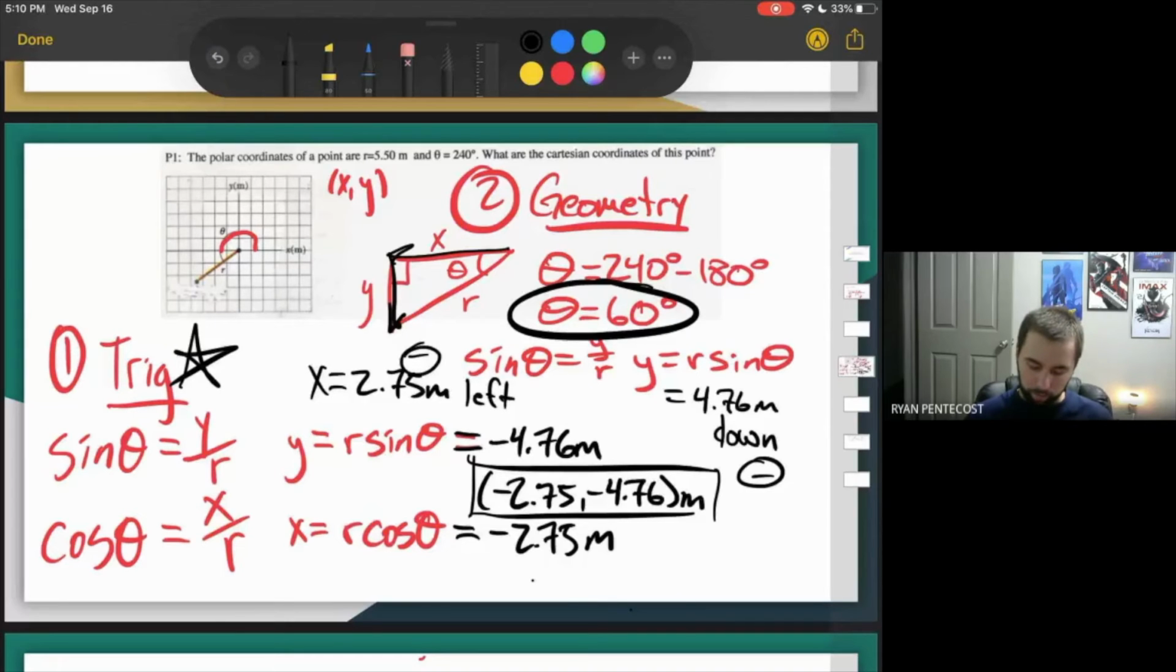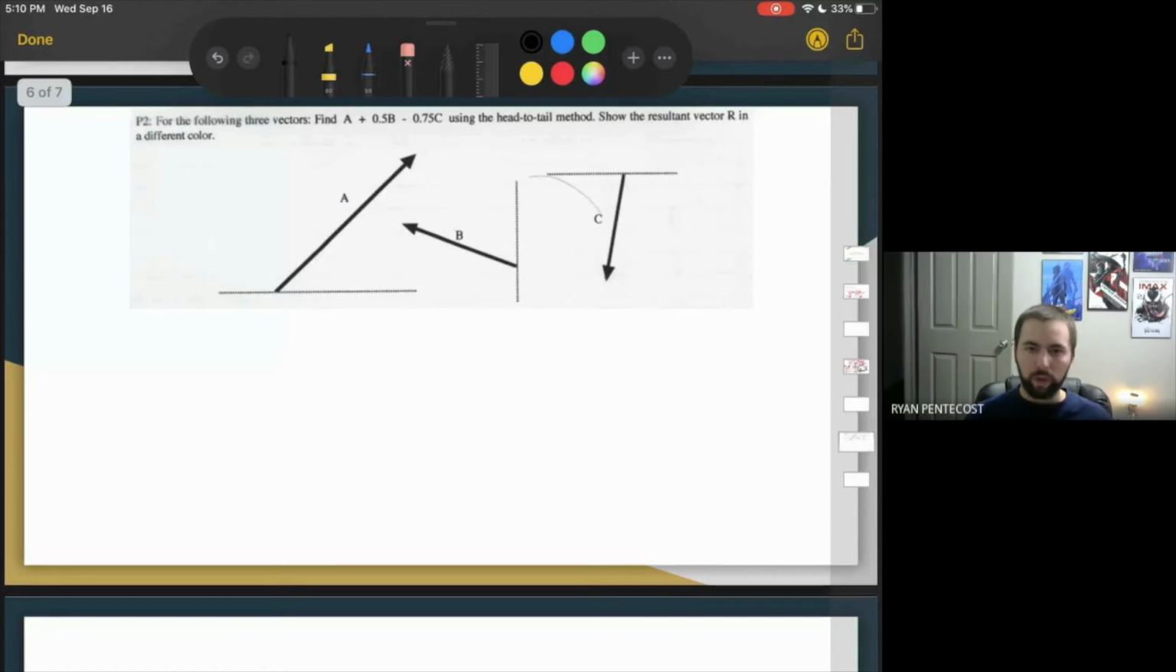All right. Our next problem. For the following three vectors, find A plus 0.5B minus 0.75C using the head-to-tail method. Show the resultant vector R in a different color. So if you guys remember, or if you don't remember, the head-to-tail method, what you do is you draw your vector like so, starting from its original point.